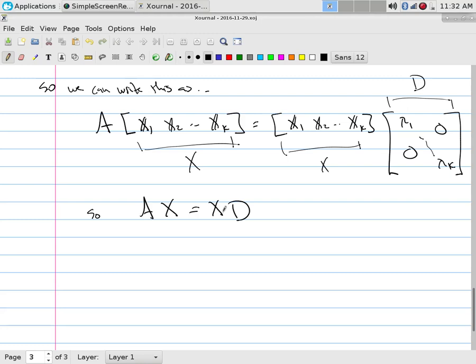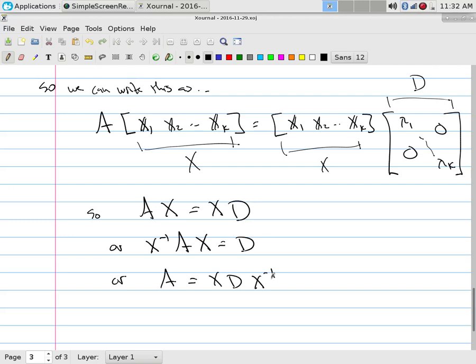But if A times X equals X times D, another way of writing that would be, how do I move this X in front of the D to the left-hand side? Its inverse. On the other hand, I could write it like this. A is equal to, I could take this X to the other side. How do I do that? I have to put it on the right-hand side of D as its inverse, and so that'd be X D X inverse.